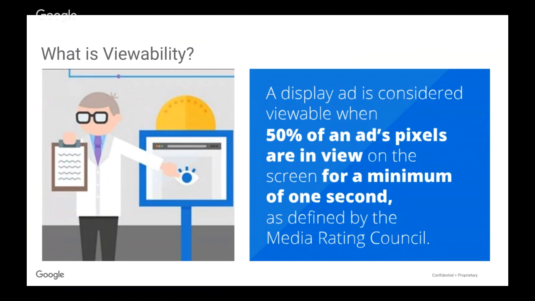So of course, how do we define an ad that's being seen? By the definition given by the Media Rating Council, an ad is being seen, or viewable, if 50% of the ad's pixels are in view by the user for at least 1 second.